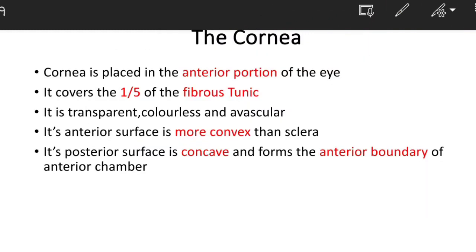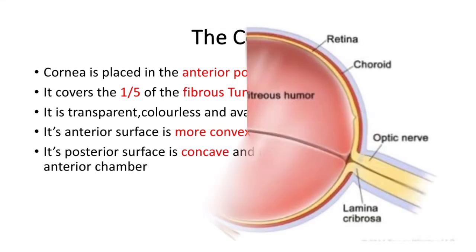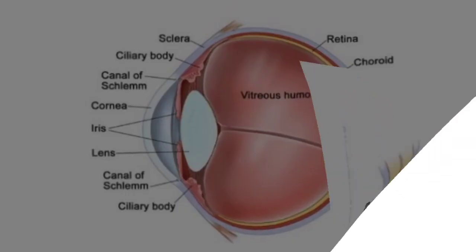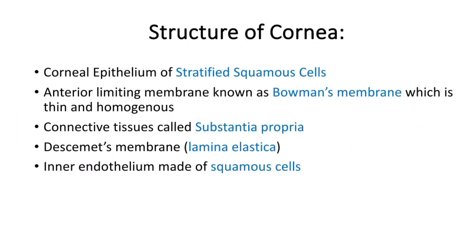Again I read, the anterior surface is more convex than the sclera and the posterior surface is concave and it forms the anterior boundary of the anterior chamber. Then we are going to see some other structures, the structure of the cornea.